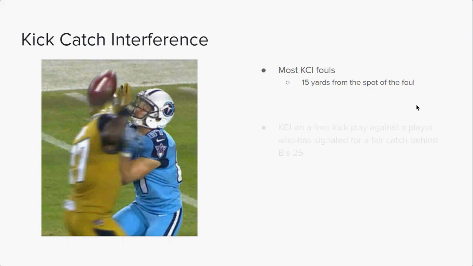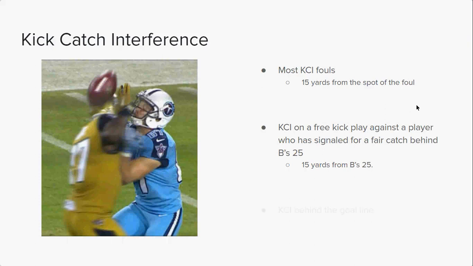as he would if the ball is kicked directly into the air. If we have kick-catch interference on a free kick play against a player who's signaled for a fair catch behind B's 25, very unlikely. We need a very speedy player and a very high kick. In that case, we give them 15 yards from B's 25-yard line, so they'd get the ball at B's 40. If we have kick-catch interference behind the goal line, also unlikely, we would award a touchback and then add 15 yards. On a free kick, that means we'd go to the 25 and add 15. On a punt, we'd go to the 10 or to the 20 and add 15 yards.